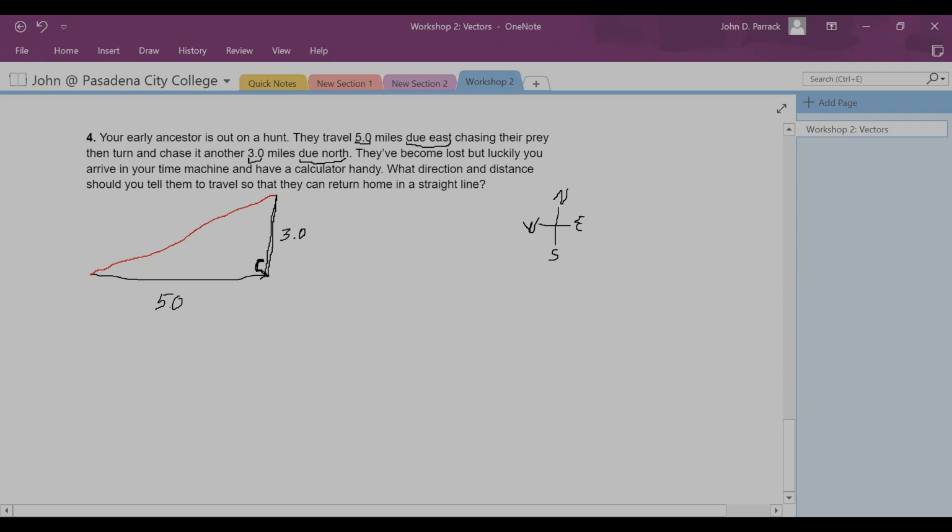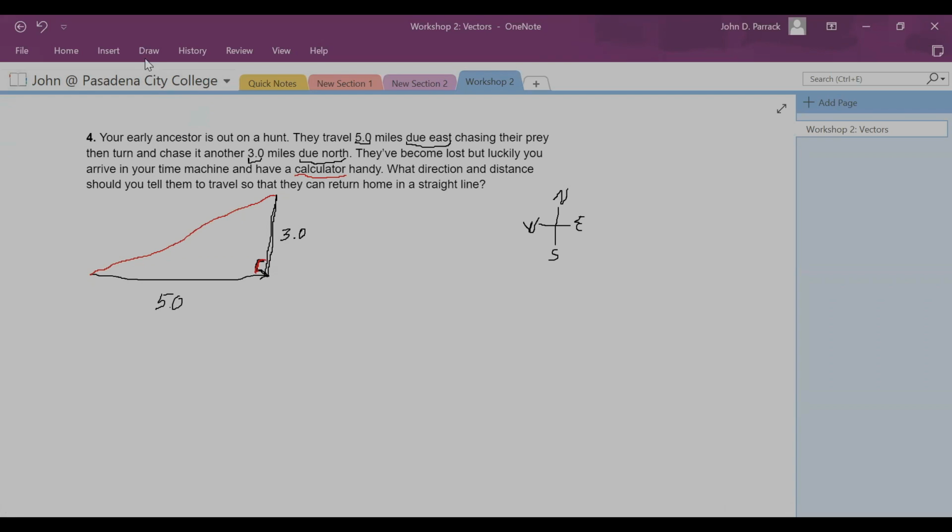And we can see just by looking at this, they need to go somewhat to the south, right? To cancel out all their motion to the north. And they need to go also to the west in order to cancel out all the motion that they had to the east. But we're going to need to use math. Good thing we came in our time machine with our calculator. So we should be able to calculate this for them. You guys pause it, give it a go.